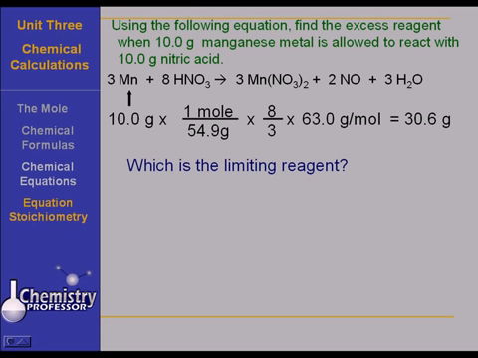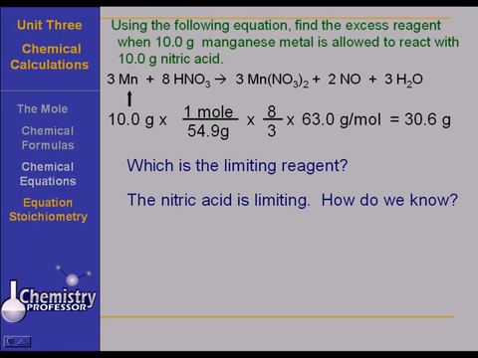So what is the limiting reagent? The limiting reagent is the nitric acid. We cannot possibly use this reaction to its entirety with manganese because we will run out of nitric acid first. The nitric acid is limiting. How do we know? Just exactly what we said. We don't have a sufficiency of the nitric acid to react with that 10 grams of manganese. Therefore, the manganese is in excess.